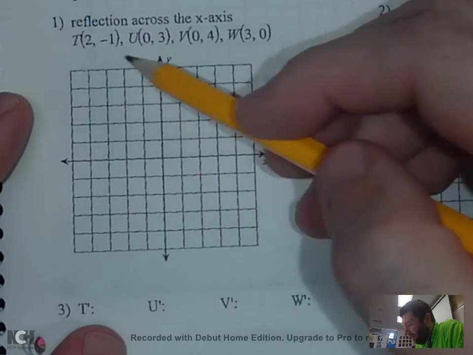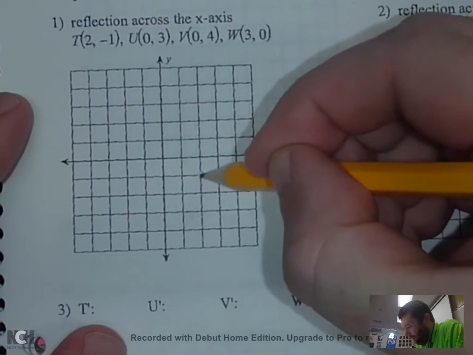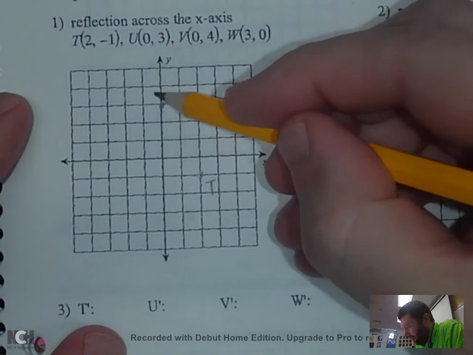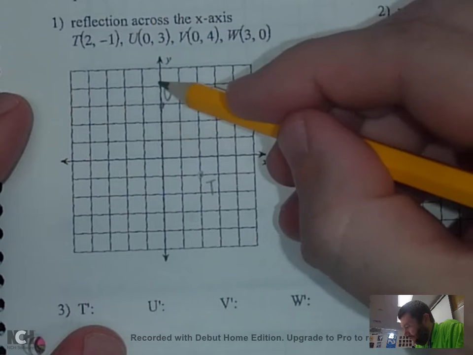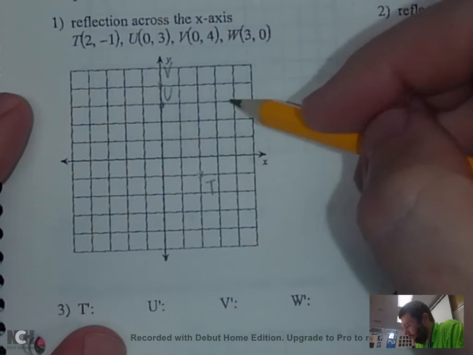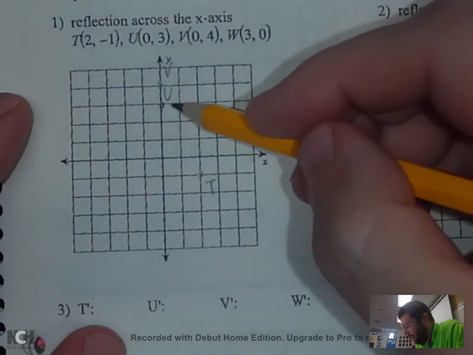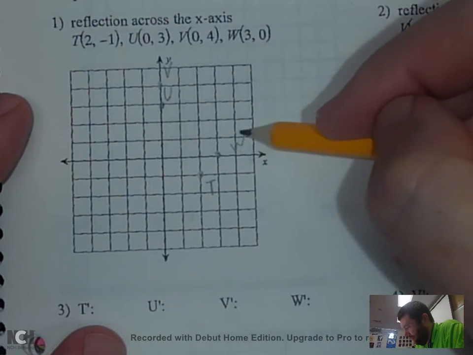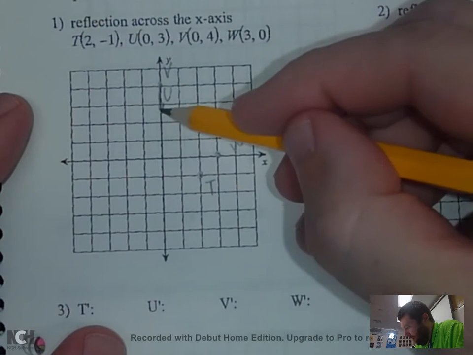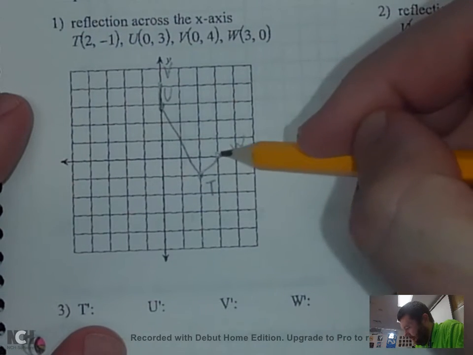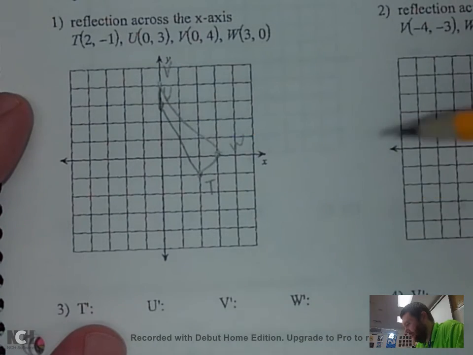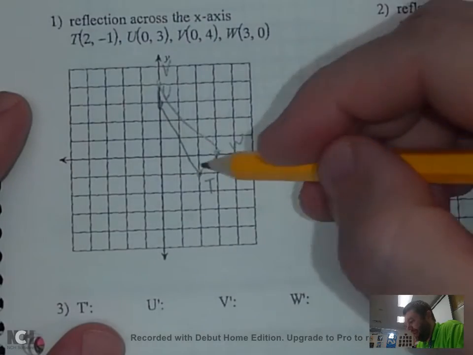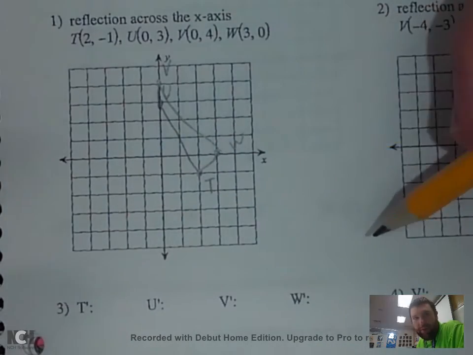So 2, -1. 2, -1, there's t. 0, 3, there's u. 0, 4, there's v. And then 3, 0 is w. This is a weird looking shape here. Kind of a boxy shape. Okay, anyway, so we're going to reflect this across the x-axis. So this is the x-axis, right?